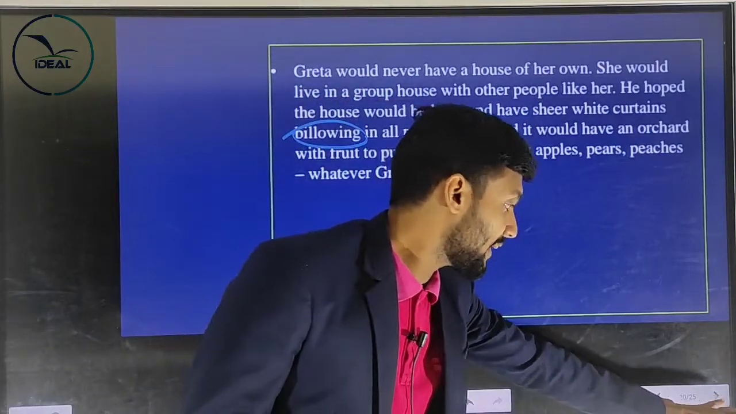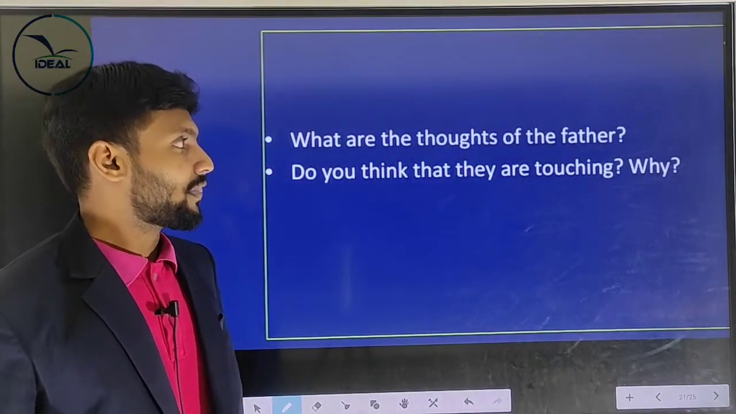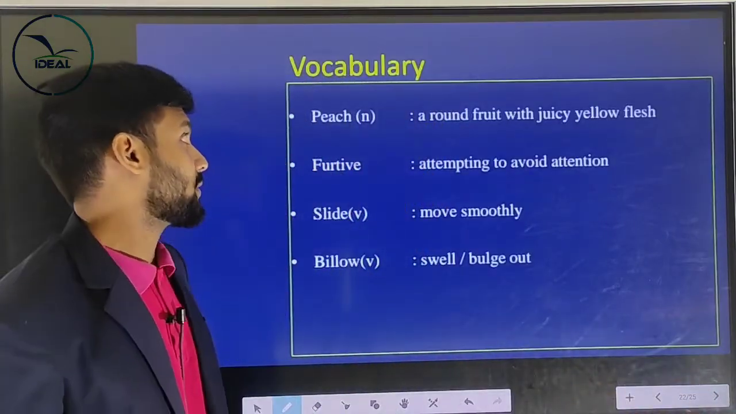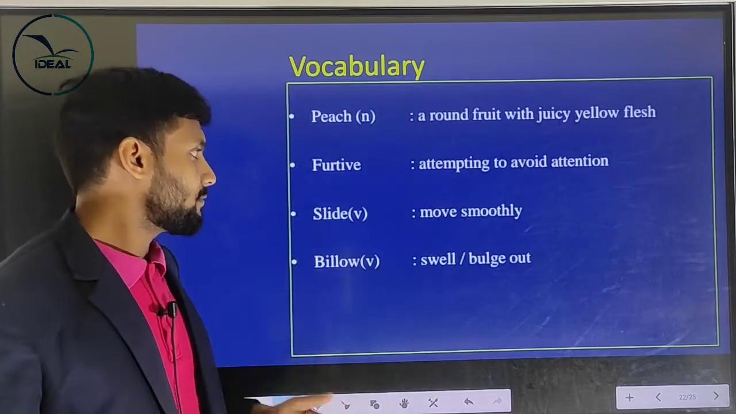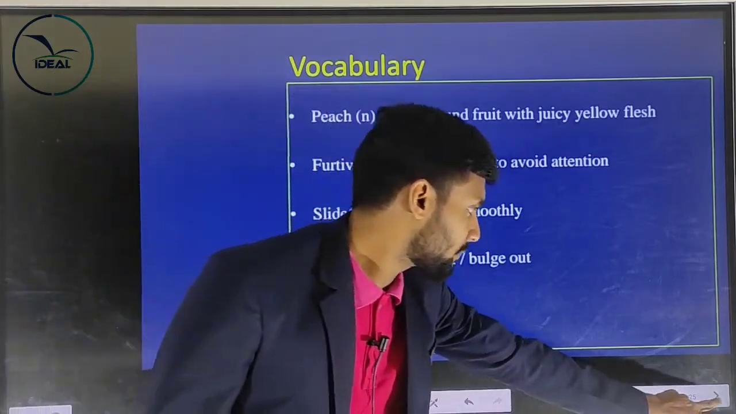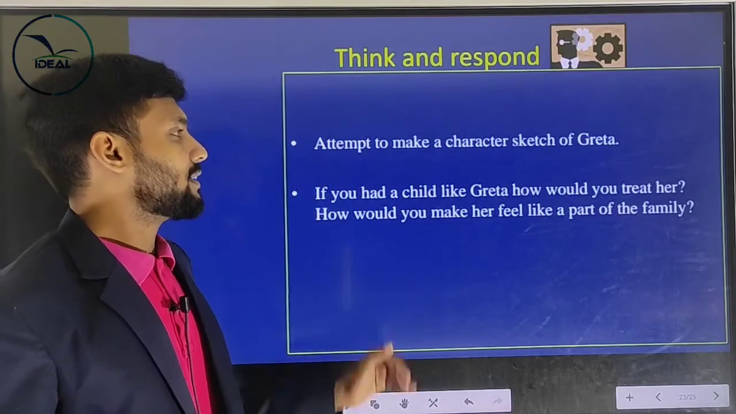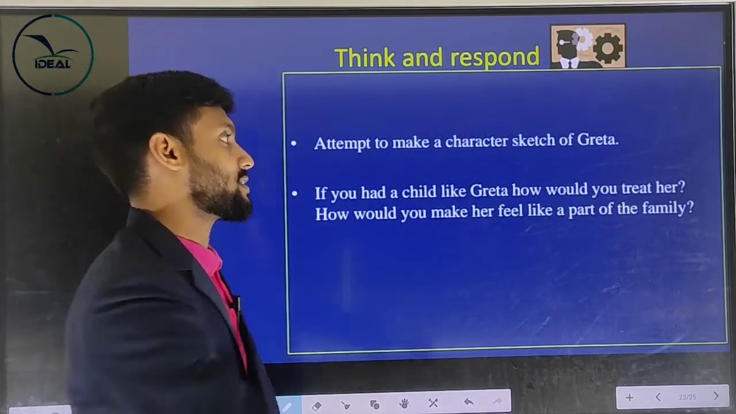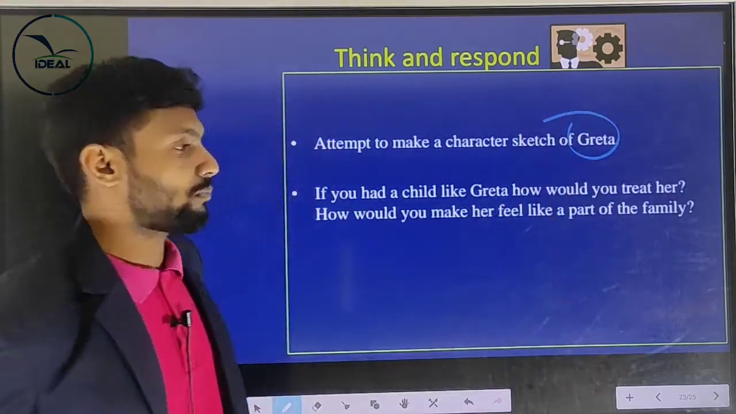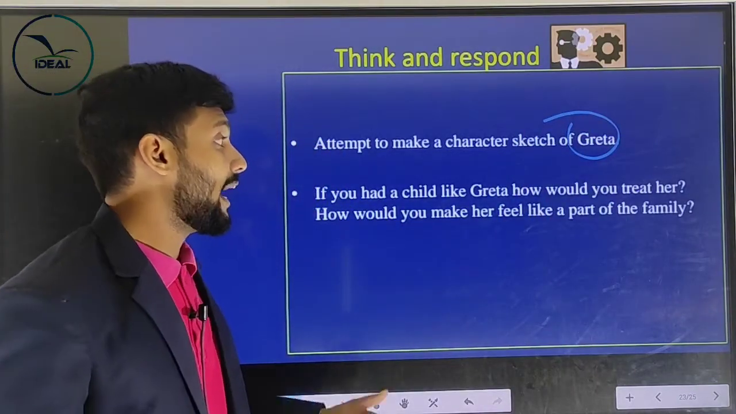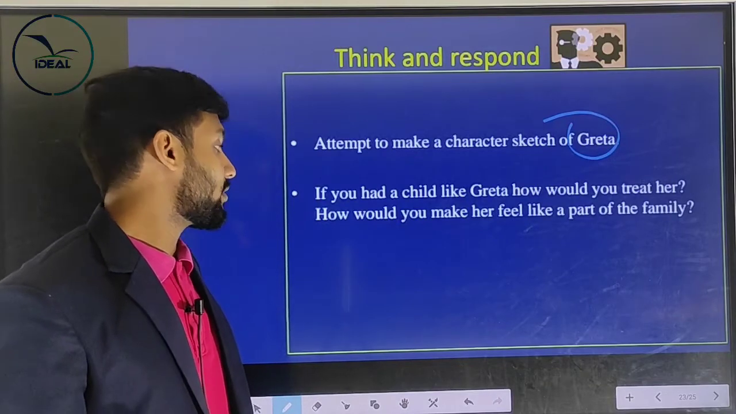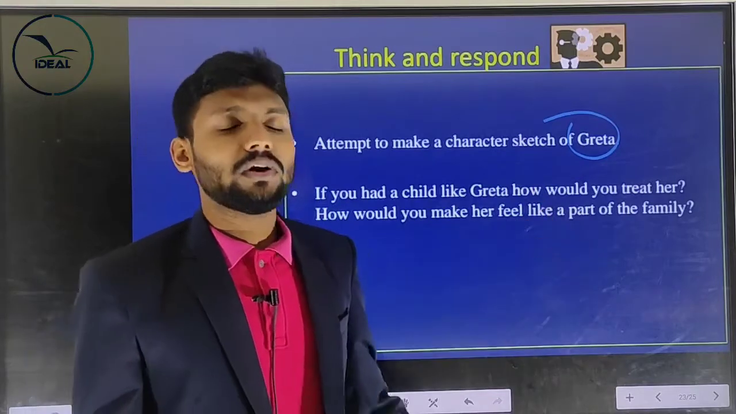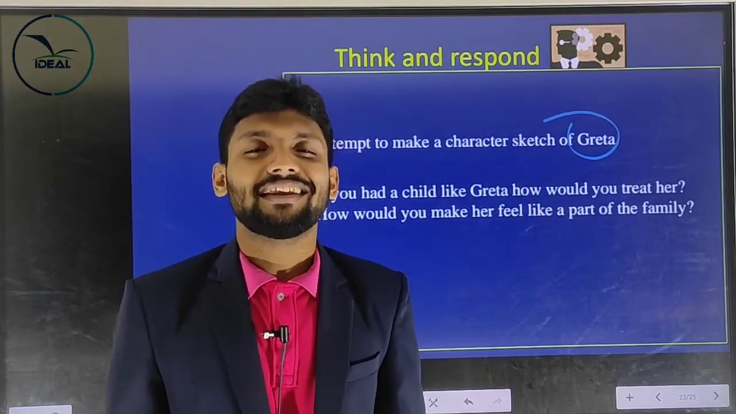Okay, and that's the end of the story. What are the thoughts of the father? Do you think that they are heart touching? Peach, furtive, slight, billowing. I hope all words are clear for you. I'm just giving you some more work. Attempt to make a character sketch of Greta. Maybe you can expect this question for the public examination also. If you had a child like Greta, how would you treat her? How would you make her feel like part of the family? Try to answer all these questions.